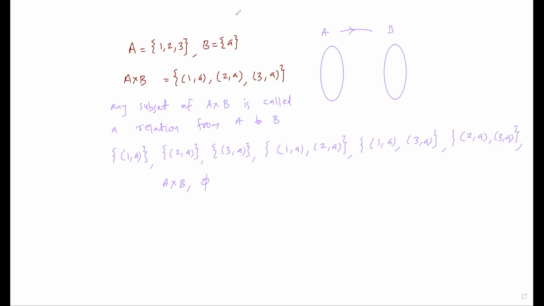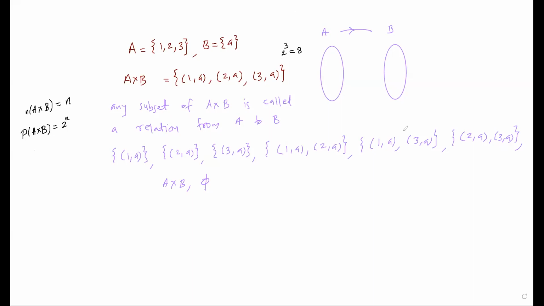So if the number of elements of A cross B is equal to n, the collection of all subsets of A cross B, normally called the power set, will have 2 to the power n elements. Here there are 3 elements, so 2 to the power 3, that means 8 subsets should be there, and 8 subsets are there. And each subset we call a relation.